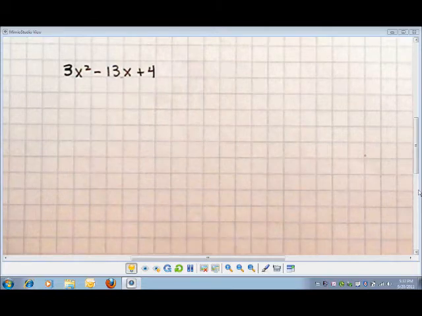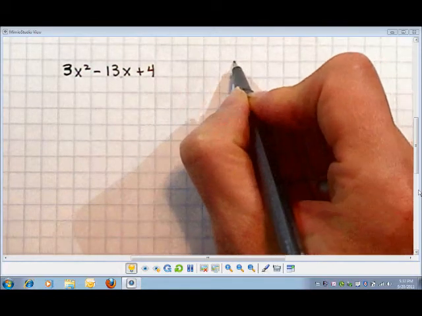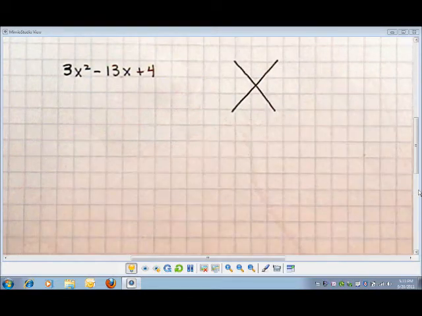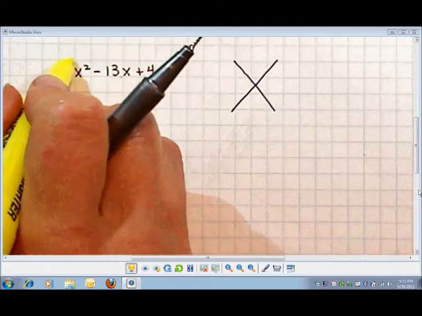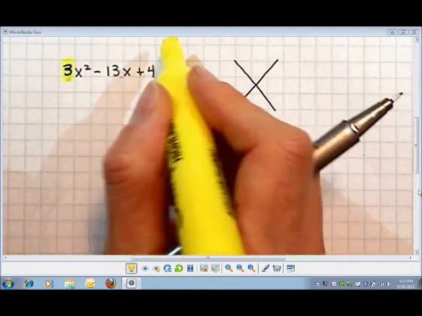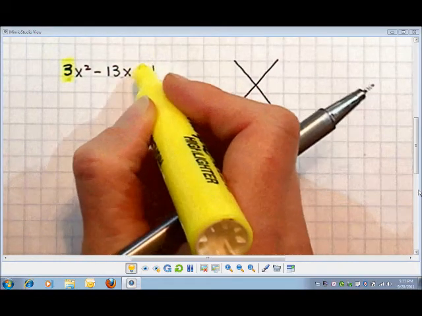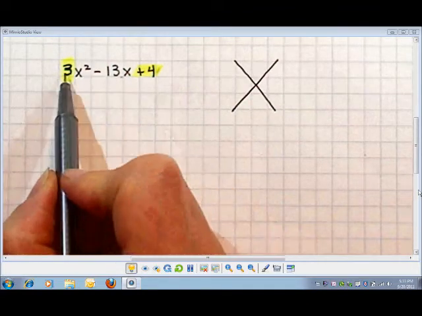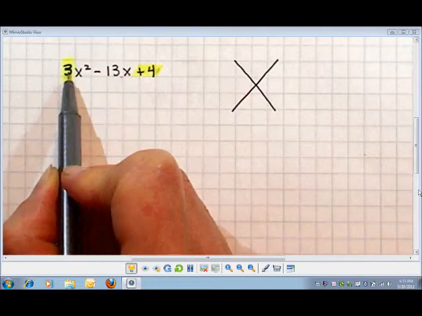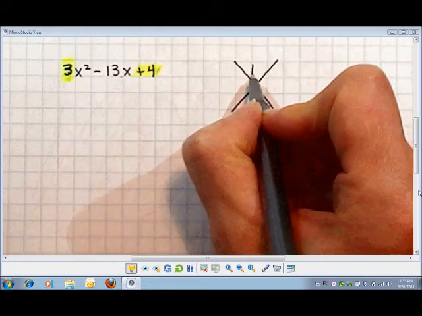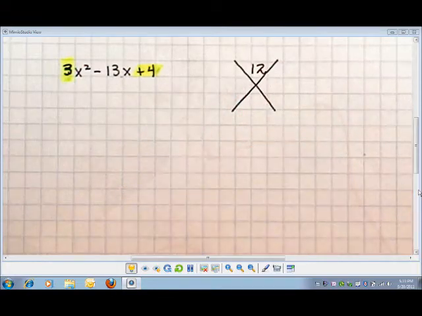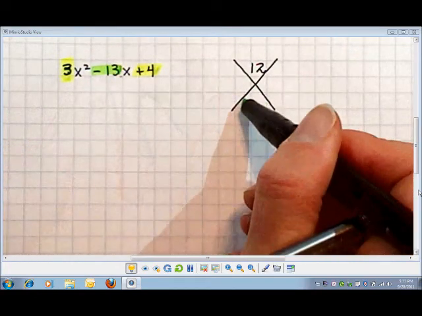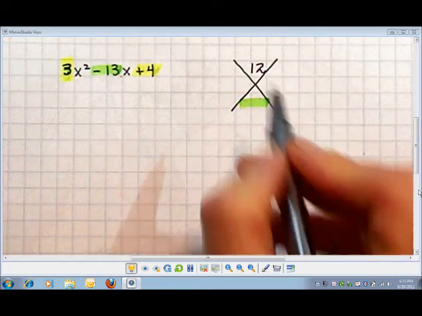So the first thing I'm going to do is write my x off here to the side. This is my thinking box. I'm going to take my leading coefficient, and then my constant. I want to pay particular attention to what signs they are. I multiply those together. So 3 times 4 is 12. Then I simply take the coefficient of my middle term, including the sign, which is negative 13, and I put it at the bottom of the x.